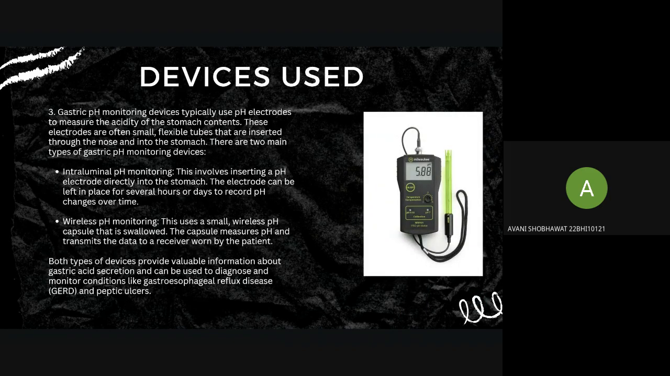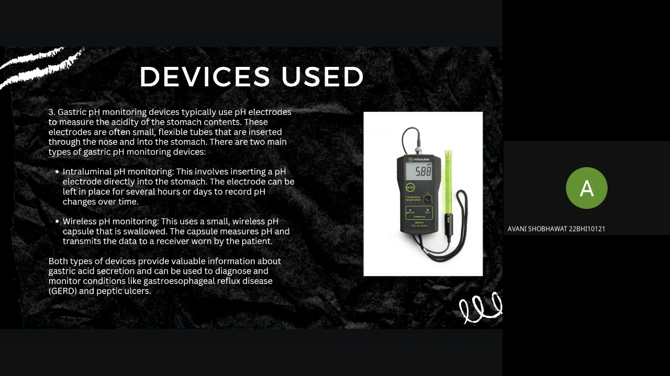Third is gastric pH monitoring devices. They typically use pH electrodes to measure the acidity of stomach contents. These electrodes are often small flexible tubes that are inserted through the nose into the stomach. There are two main types of gastric pH monitoring devices.